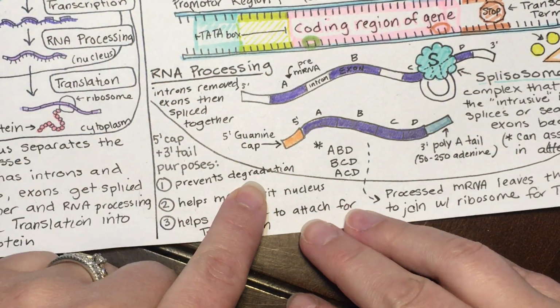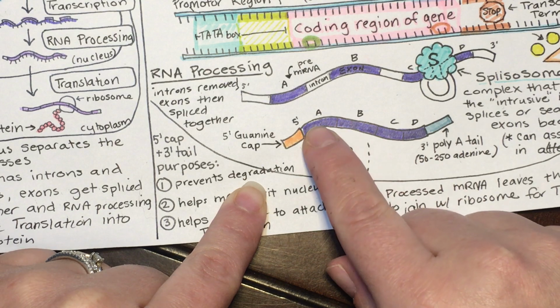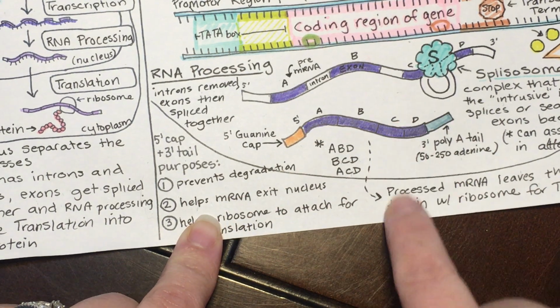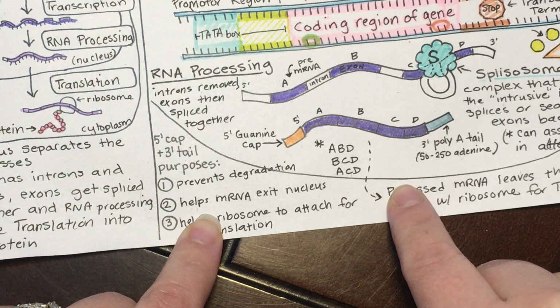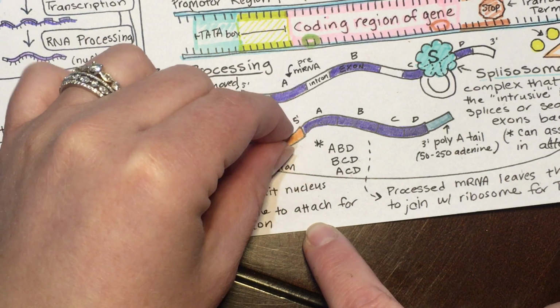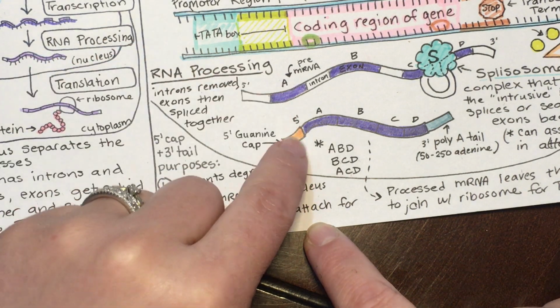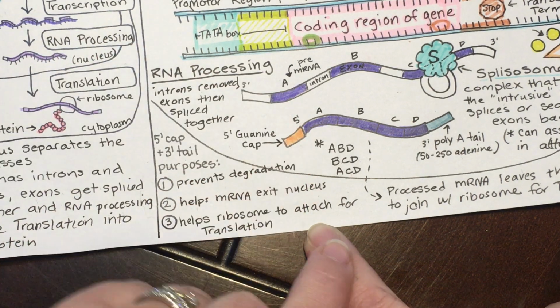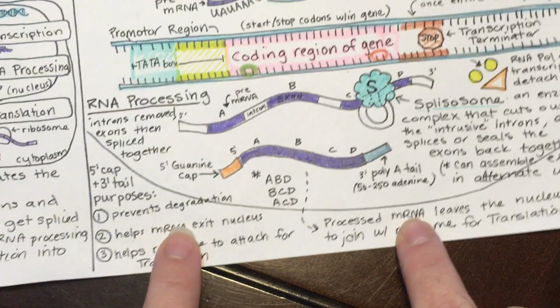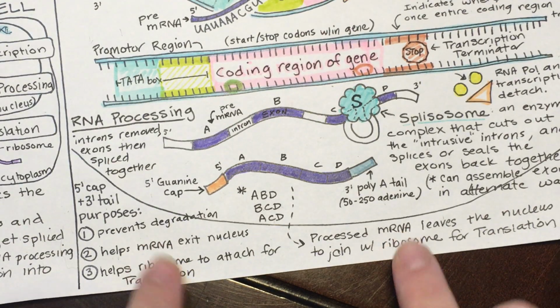So we're preventing degradation of the needed information. It's going to help the mRNA leave the nucleus, so that's going through a membrane here, probably about charge and polarity. And it's also going to help the ribosome have somewhere to attach for translation, so it's kind of looking for this 5' cap. Only eukaryotes do RNA processing. Prokaryotes do not do this.